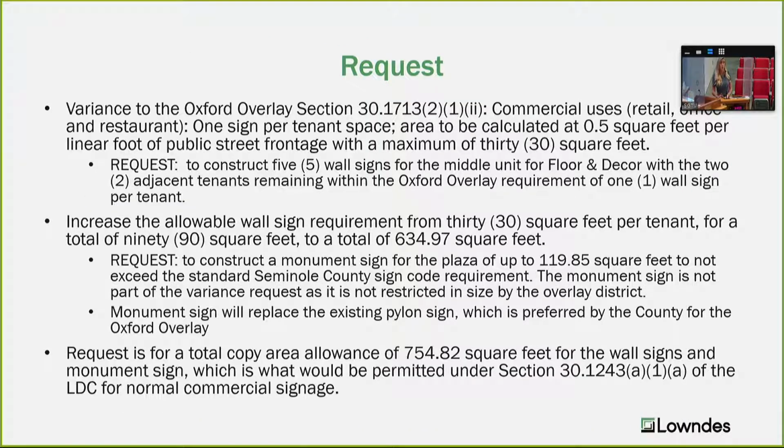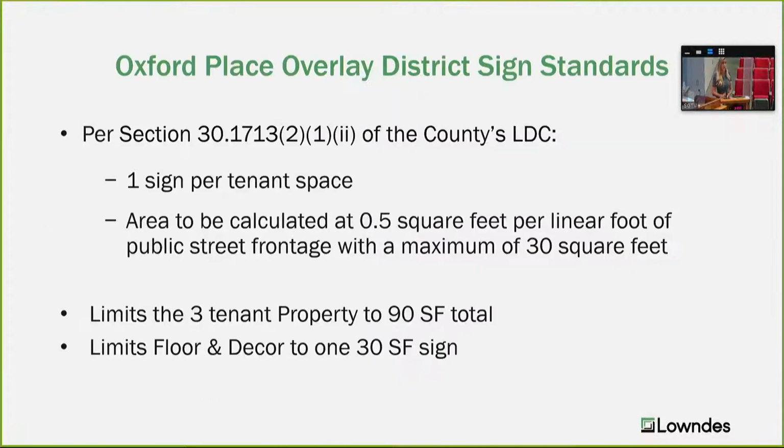I won't read them all out loud because they're contained in your packet, but those are the requested variances. Again, all of the requests are exactly what would be allowed under commercial zoning today. So if we were just going under your normal sign code, we wouldn't be asking for any variances. It's just the Oxford Overlay that has created a bit of a disconnect.